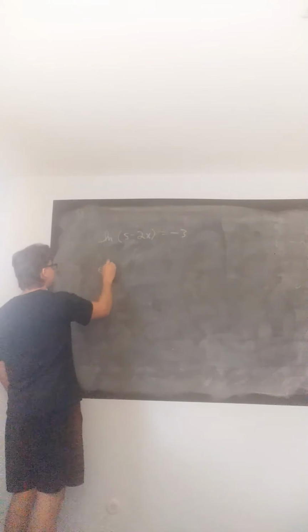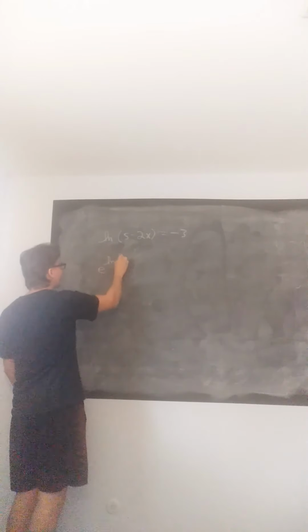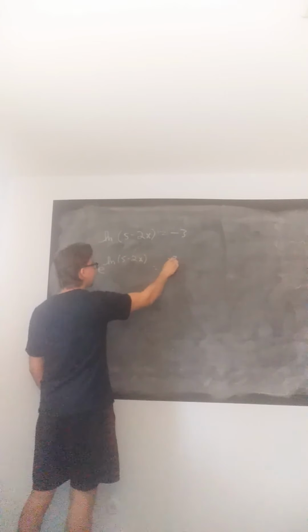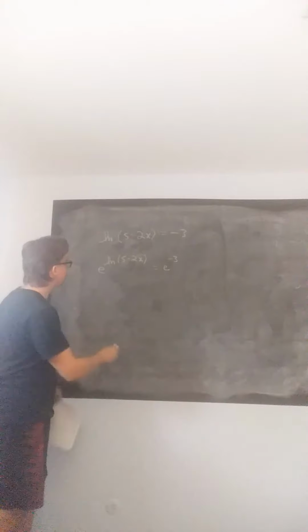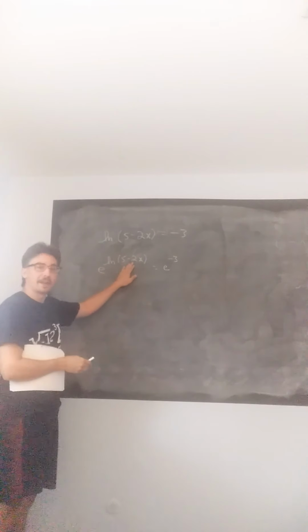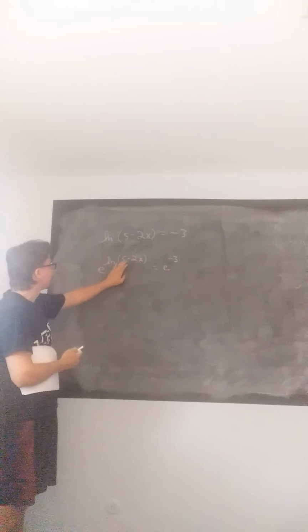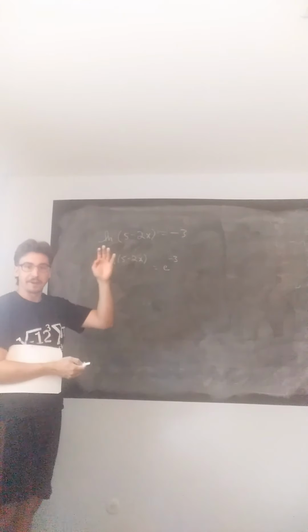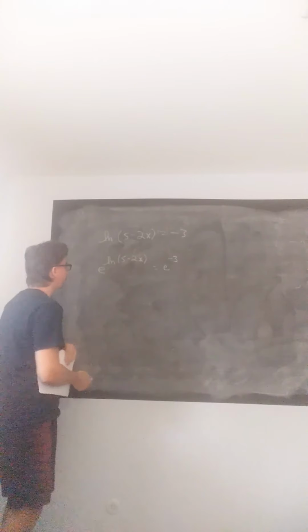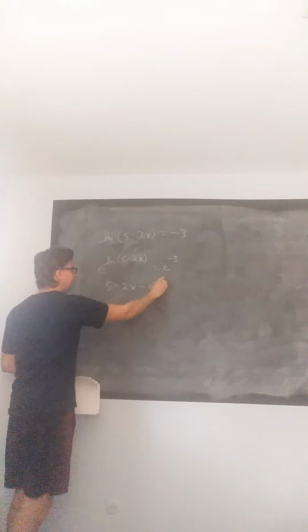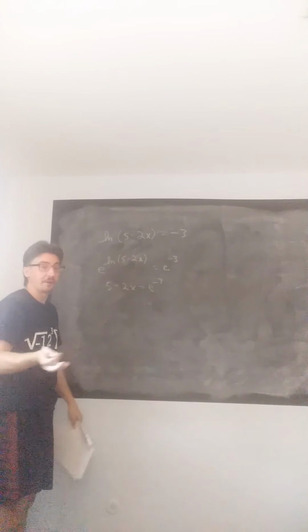So what we're going to do is raise both sides by e. So we get e to the ln of 5 minus 2x equals e to the minus 3. Because remember what the property says, e to the ln of some kind of x is that some kind of x. So if we have e to the ln of 5 minus 2x, the 5 minus 2x drops down below. So we have 5 minus 2x equals e to the negative 3, and we just have to solve for x.